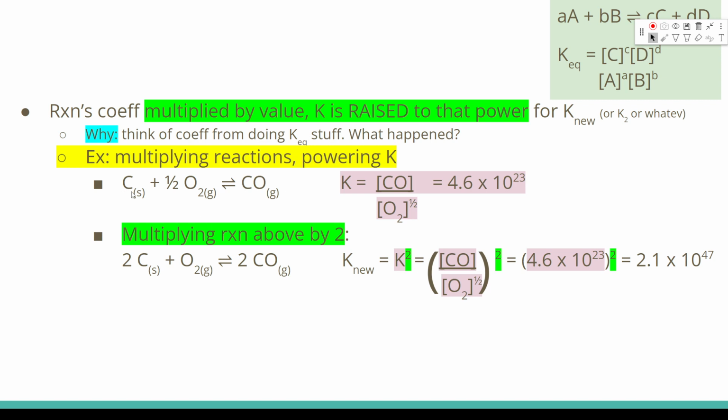Here's an example. If I needed to manipulate this reaction by multiplying it by 2, my K nu is going to be squared. I'm taking that whole CO and O2 half expression from the original problem and squaring it. So here is the value, 4.6 times 10 to the 23, and I raise it to the power of 2, and then I get my answer. That's where the values are coming from. Again, it could just be the equilibrium reaction, or it could be the answer, so be very careful about that. Again, I'm calling this K nu. You can call it K prime, K nu, it doesn't matter.